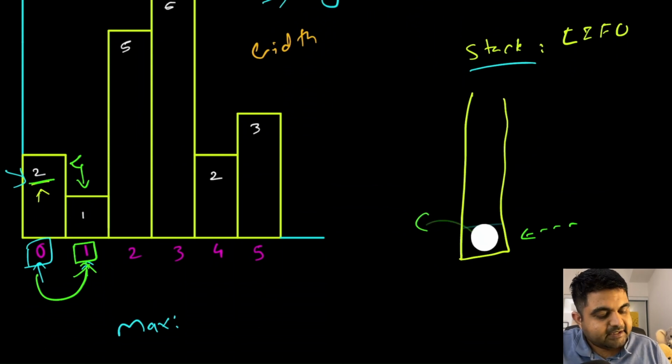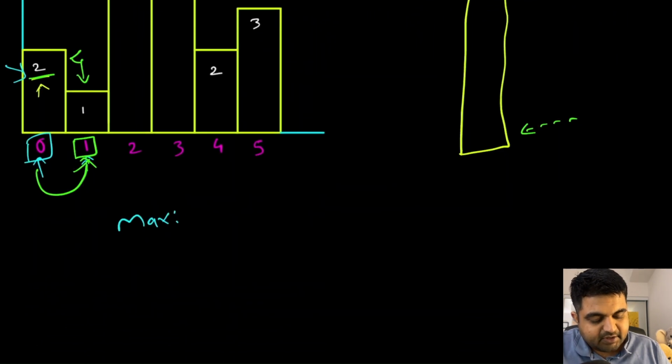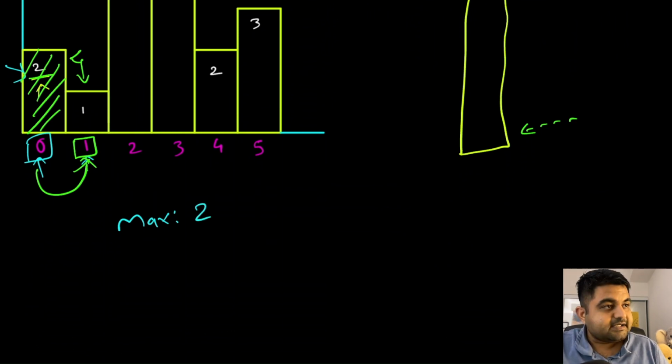and we will calculate the possible area that this element has been able to generate. For this first position, the area it is able to generate is 2, that is the height, multiplied by the width, that is 1. So the maximum area we have so far is 2.